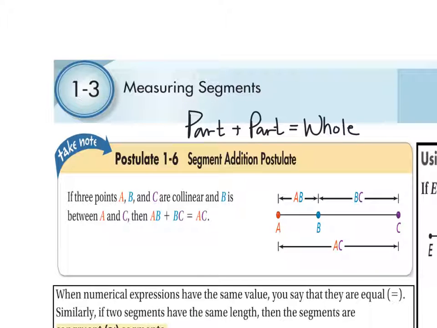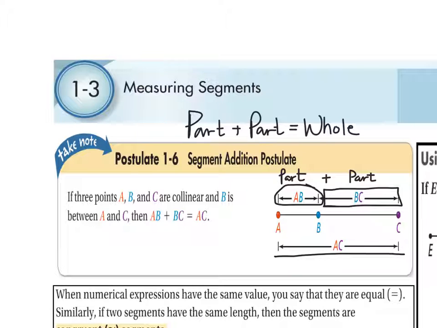So let's go over here and look at the picture. You see in the picture you have point A and point C, and point B is between them. But you'll notice that B is not right in the middle. Okay, so what this says here is if I take from A to B, right here, that's one part of the whole segment, okay? And I add that to segment BC from B to C, that's the other part of the whole segment. If I add those two parts together, it gives me the whole thing.